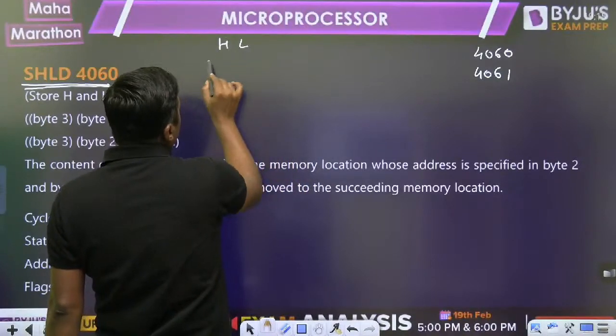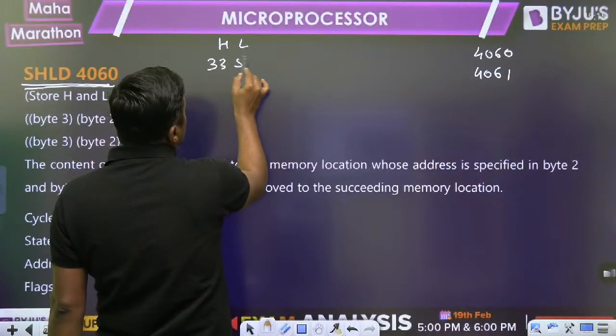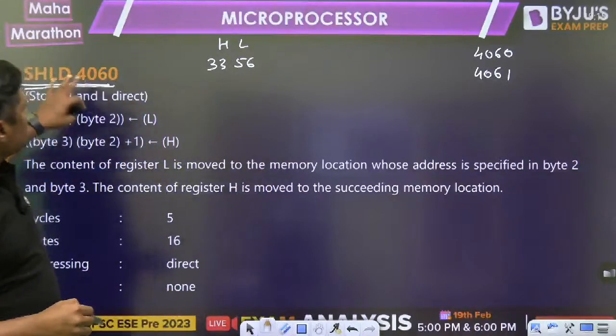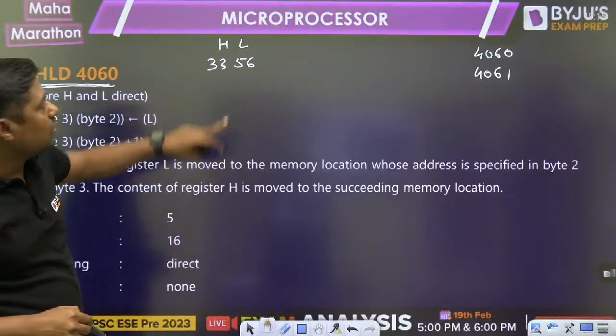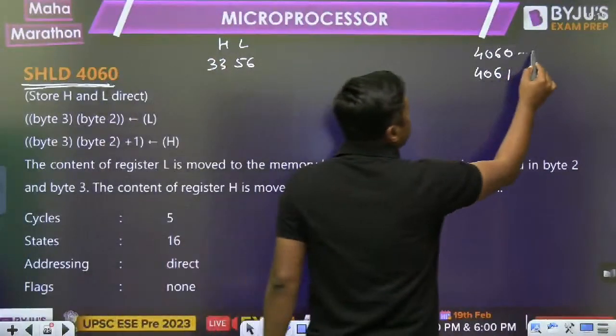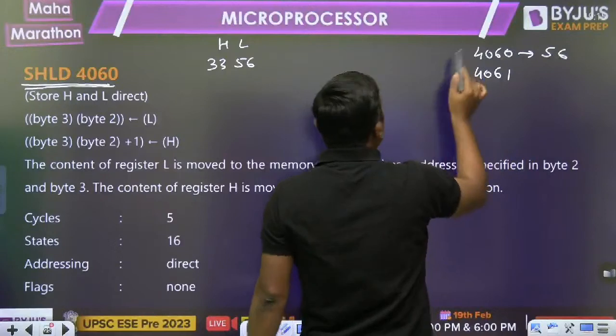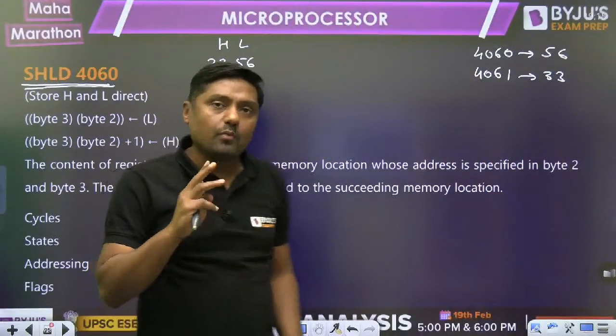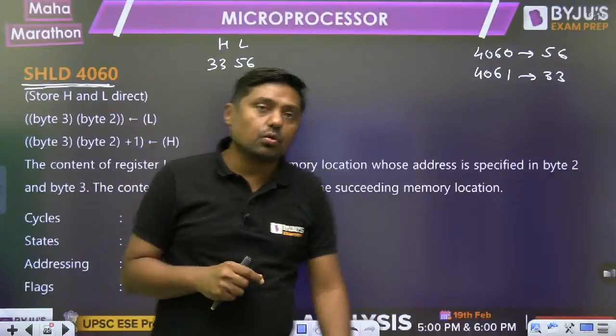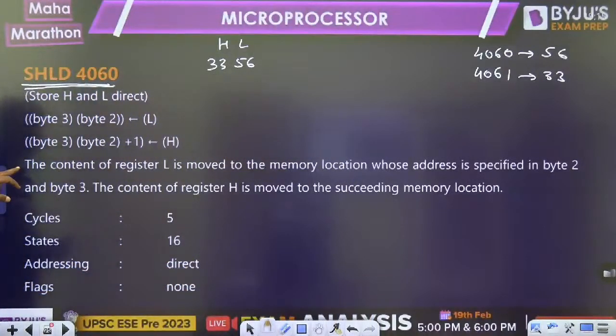For example, in HL we have 3356. After this instruction, the content of HL will be stored in the memory locations. Lower will be stored in the lower location, 56, and higher will be stored in the higher, the next memory location. This is called store. The content of the register L is moved to the memory location whose address is specified in byte 2 and byte 3. The content of the register H is moved to the succeeding memory location, meaning 4061.